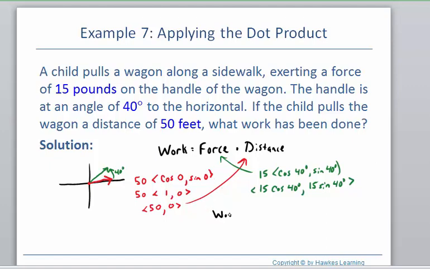All right, so let's multiply our first two components together. I'm going to do 15 times cosine 40, and I'm going to multiply it by the 50. And that's going to give me 574.5. And then I'm going to multiply 15 sine 40 times 0, which is just going to give me 0. All right, and so my dot product is going to end up being just 574.5, and work is measured in this case in terms of foot-pounds.